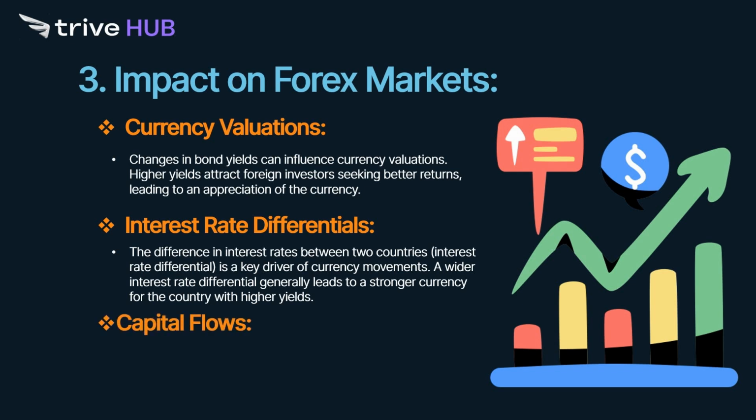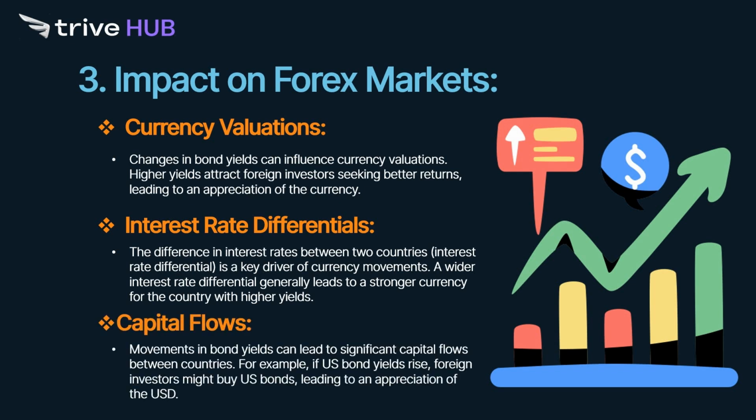Alright, so next one is capital flows. Movement in bond yields can lead to significant capital flows between countries, and conversely, lower yields can result in capital outflows, weakening the currency. For example, if US bond yield rises, the foreign investors might buy US bonds, leading to an appreciation of the US dollar.